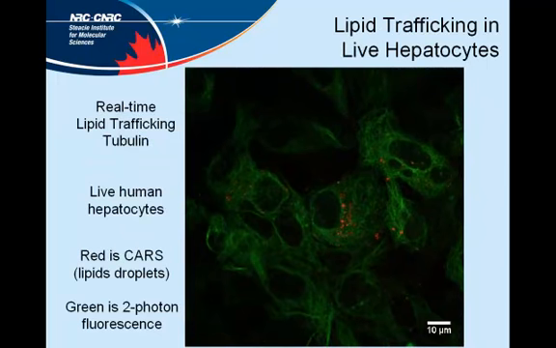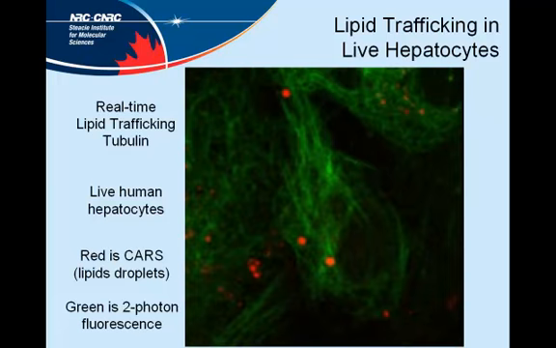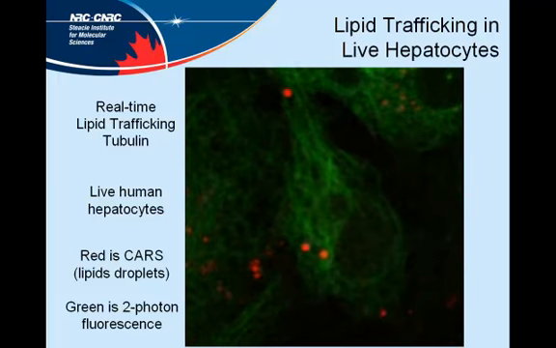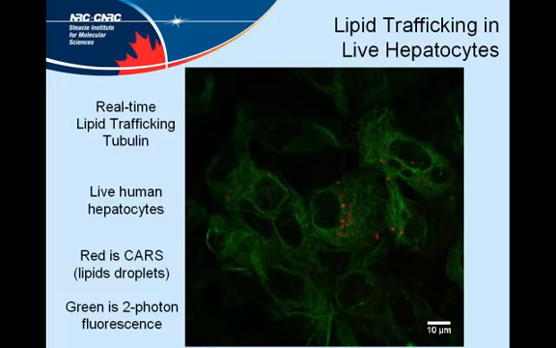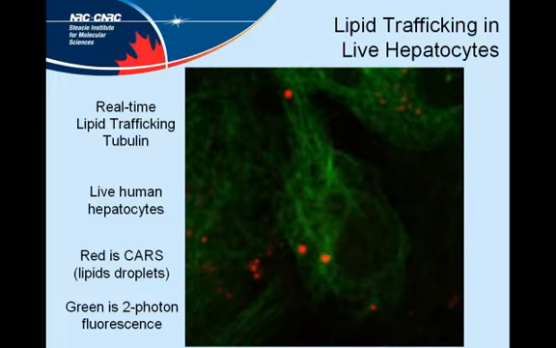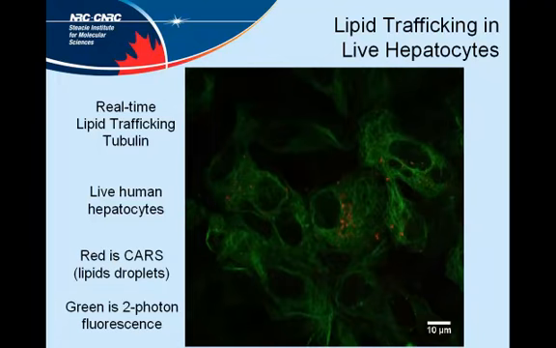This is lipid trafficking in hepatocytes. I have a colleague who's interested in hepatitis C virus infections. And this is just showing how you can track in a label-free manner the lipid droplets along a tubular limb. The green is the two-photon fluorescence, the red is the CARS. So you can make movies over time of lipid trafficking.